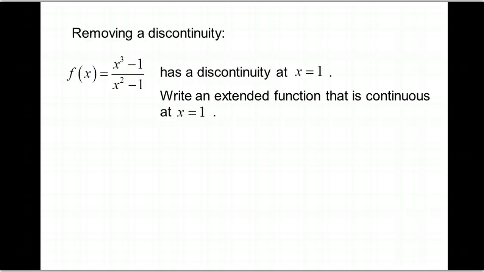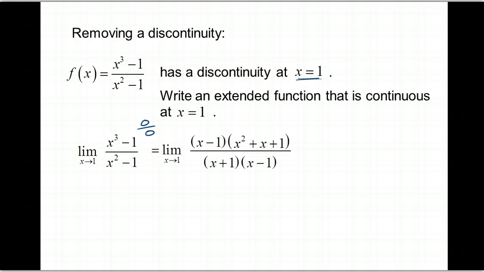Removing a discontinuity. Here we have a function x cubed minus 1 over x squared minus 1. And if you look at the graph of that in your calculator, you will see that there's a hole at x equals 1. You can further verify that by taking the limit as x goes to 1, and if you plug it in, you have 0 over 0, which is indeterminate. But if we factor the numerator, factor the denominator, we can cancel out at x equals 1 where the hole is. Now we plug in 1 and we get 3 halves. So at x equals 1, the hole is at y equals 3 halves. Remember, that's the y value.